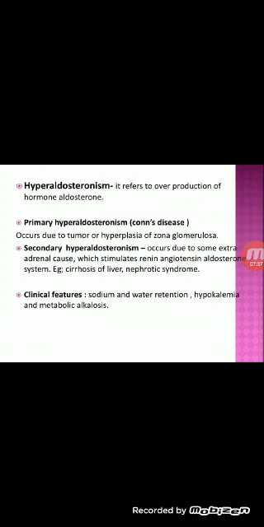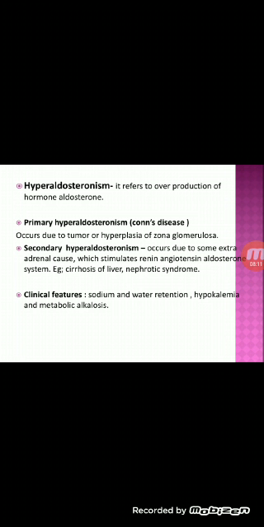Moving on to the applied aspects, you have hyperaldosteronism. It refers to overproduction of the hormone aldosterone. There is primary hyperaldosteronism, known as Conn's disease, and secondary hyperaldosteronism. Primary hyperaldosteronism occurs due to tumor or hyperplasia of the zona glomerulosa. Secondary hyperaldosteronism occurs due to some extra-adrenal cause which stimulates the renin-angiotensin aldosterone system, for example, cirrhosis of liver and nephrotic syndrome. Clinical features are sodium and water retention, hypokalemia, and metabolic alkalosis.